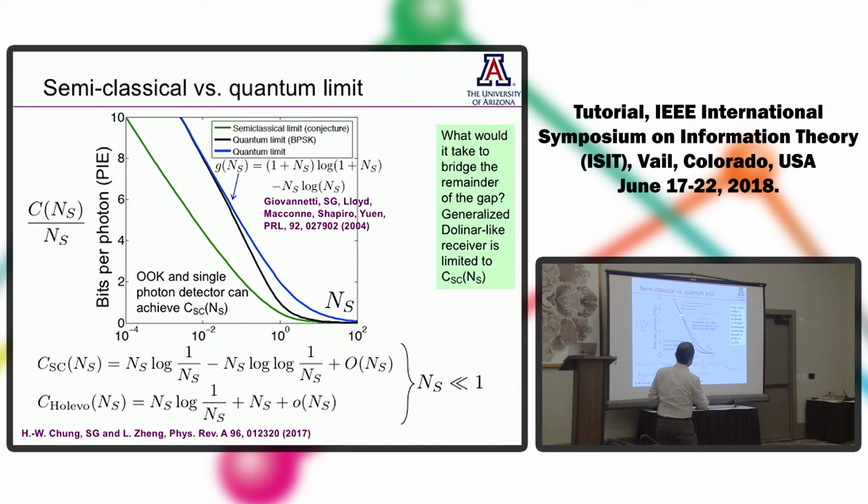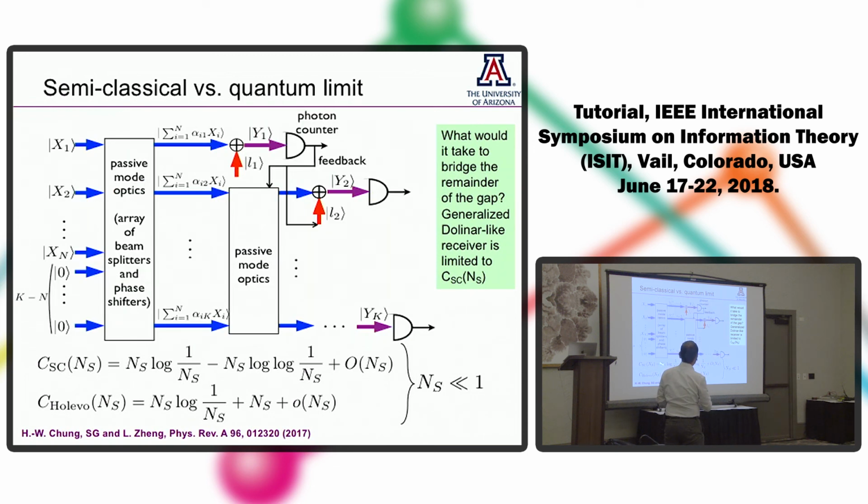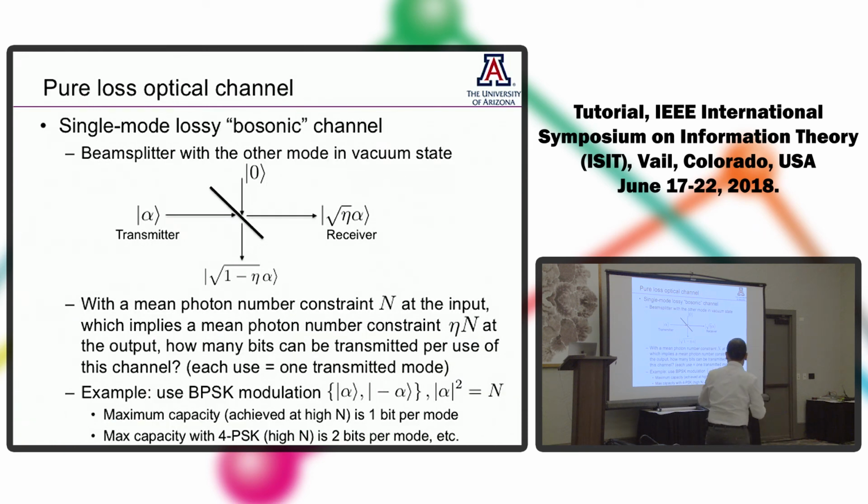So what would it take to bridge the gap? A generalized Dolinar-like receiver, meaning a receiver of the kind that we analyzed in this paper, which uses arbitrary passive linear optics and a Dolinar-like feed-forward strategy, and we argue why this is the most general thing to draw. This Dolinar-like receiver that acts on multiple codeword symbols at a time is still limited to this scaling. So in order to go beyond that, you need to truly do something quantum, like squeezing, for instance, which we don't know how to build.